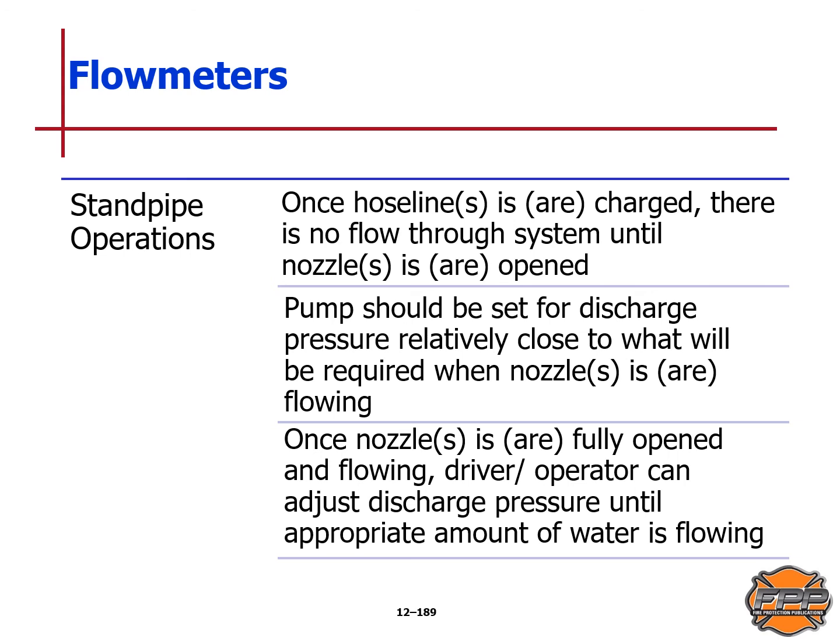With standpipe operations, once the hose line or hose lines is or are charged, there is no flow through the system until the nozzle or nozzles is or are opened. The pump should be set for discharge pressure relatively close to what will be required when the nozzles are flowing. Once the nozzle or nozzles is or are fully opened and flowing, the driver operator can adjust discharge pressure until the appropriate amount of water is flowing.